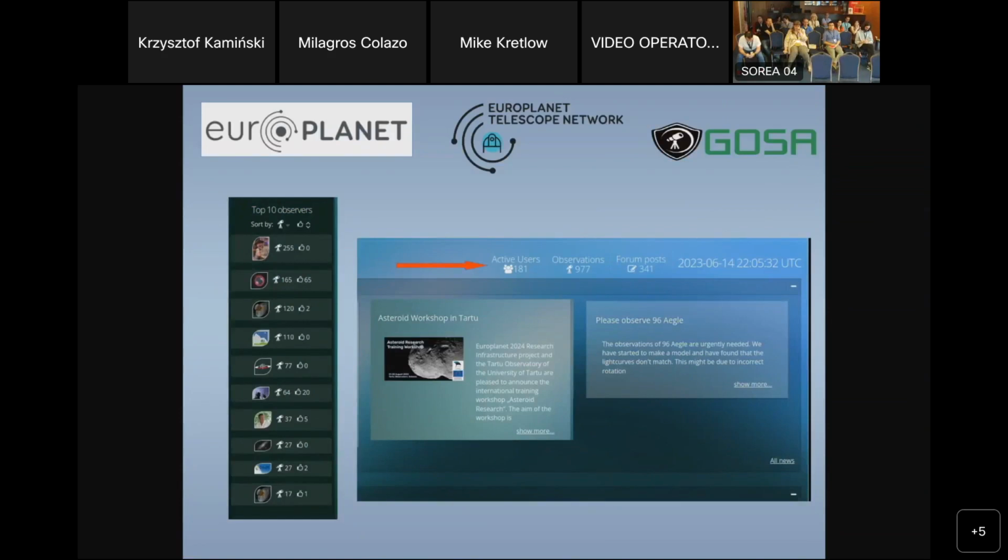So Gaia-Ground started to work in 2016. Since then, we've built quite a large group of users. We've got more than 180 users, which provided us almost 1,000 nights of observations. The most active user provided more than 250 nights of observations, which means that he spent something like 2,000 hours observing with the telescope for Gaia-Ground. So this is really impressive work.